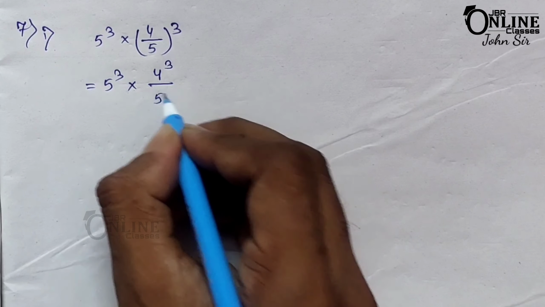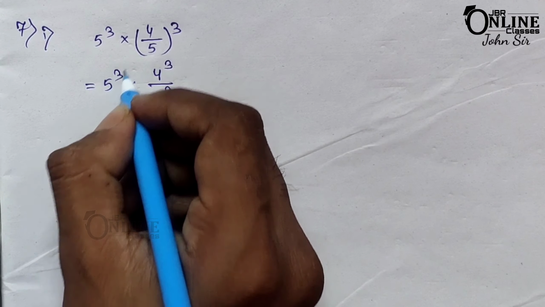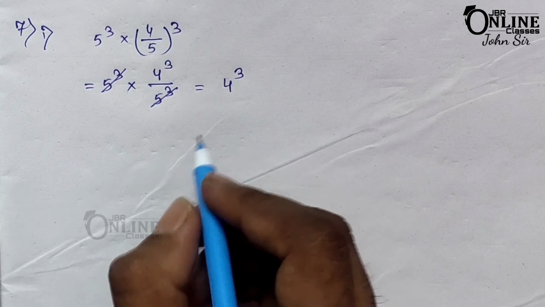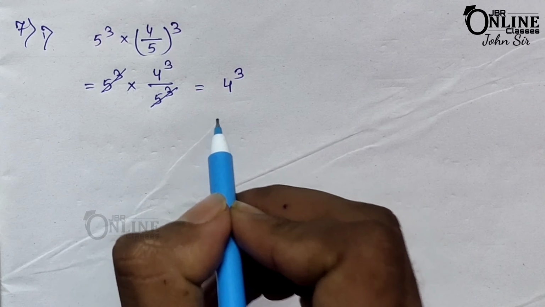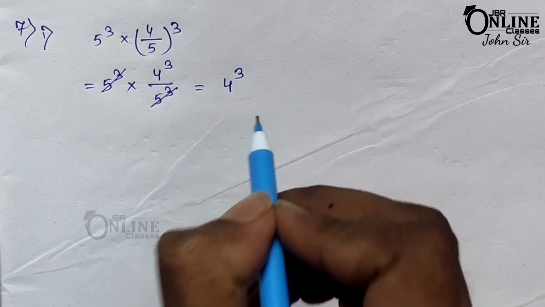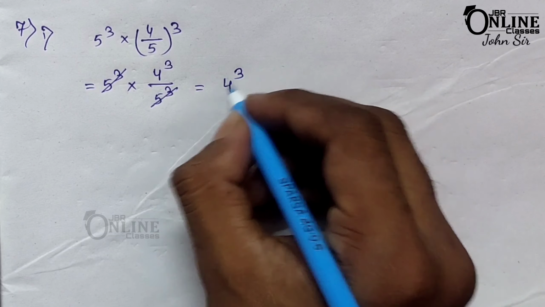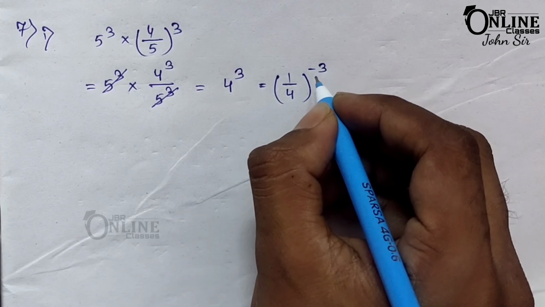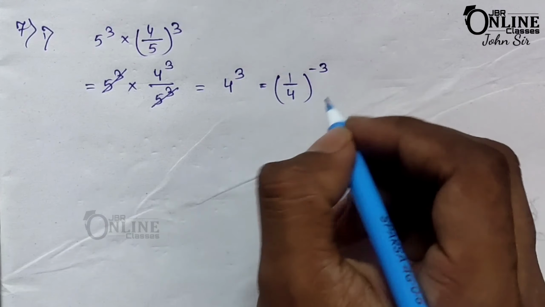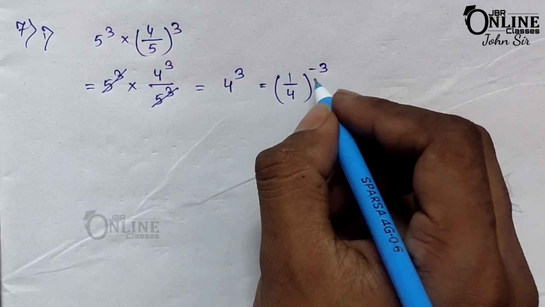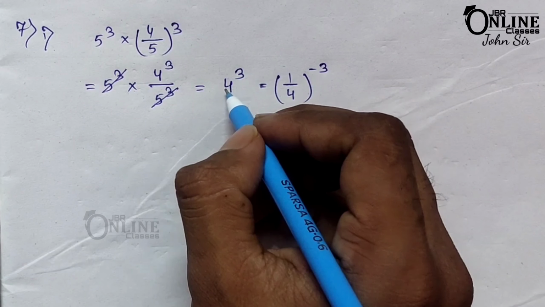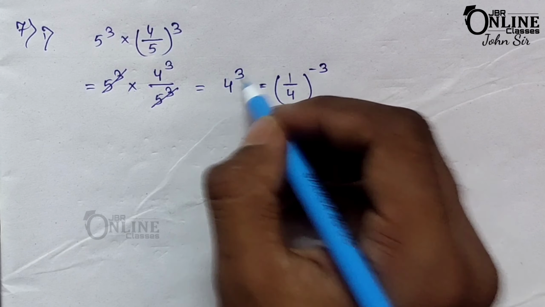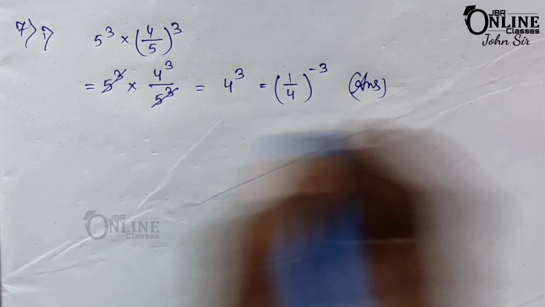So this one is 4 to the power 3 and this one is 5 to the power 3. So 5 to the power 3 cancels out with 5 to the power 3, so it becomes 4 to the power 3. Now, as you have to find the answer in negative exponent, 4 to the power 3 becomes 1 by 4 whole to the power minus 3. Okay, 4 to the power 3 means 1 by 4 whole to the power minus 3. It becomes 4 to the power 3 when you change this minus exponent or negative exponent into positive exponent. So that is the final answer.